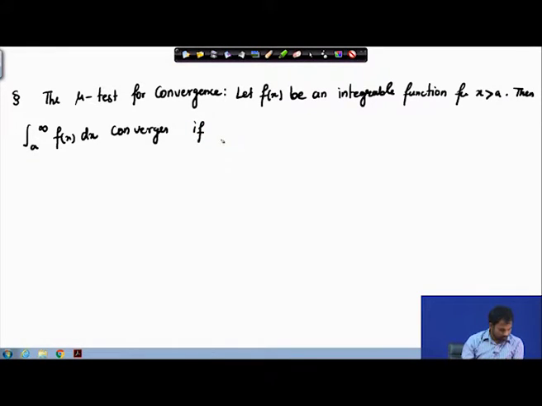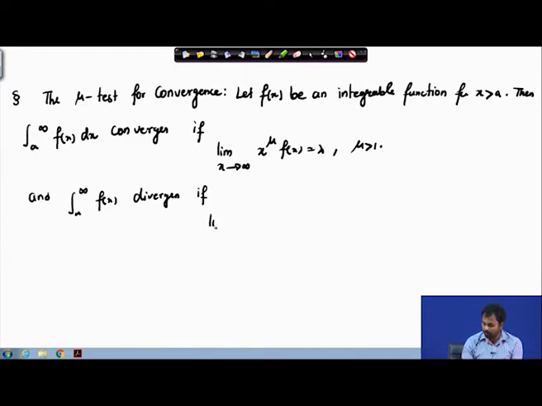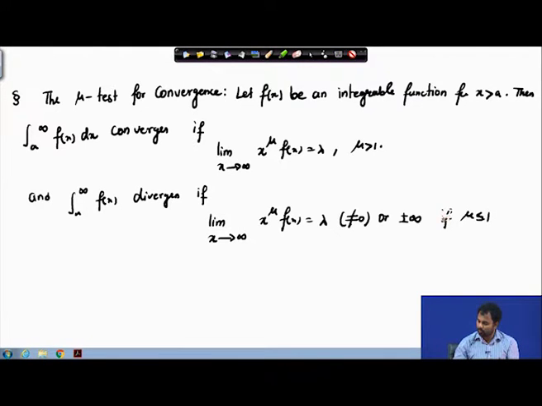if the limit as x goes to infinity of x to the power mu times f(x) equals lambda for mu greater than 1, and the integral from a to infinity of f(x) dx diverges if the limit as x goes to infinity of x to the power mu times f(x) equals lambda, which is non-zero, or plus or minus infinity, for mu less than or equal to 1.